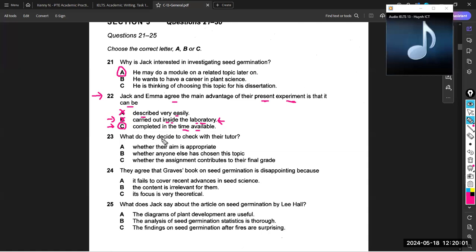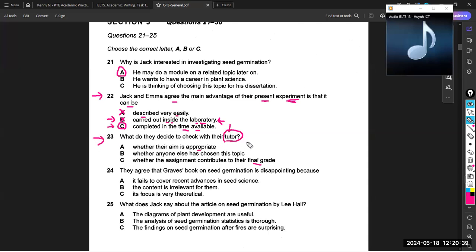Now, 23: what do they decide to check with their tutor? They want to talk with the teacher just to discuss whether the aim is appropriate, or whether anyone else has chosen this topic, or whether the assignment contributes to the final mark. Let's listen. Yeah, we need to have a word with the tutor.